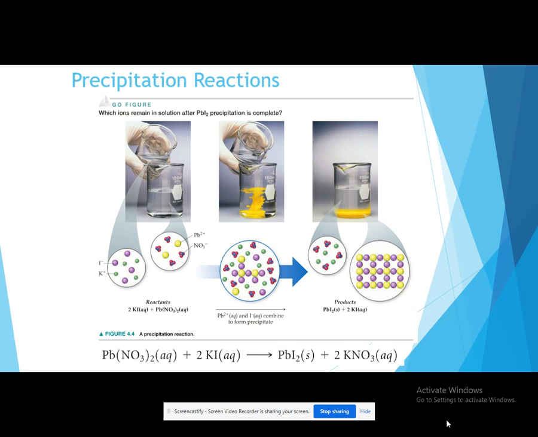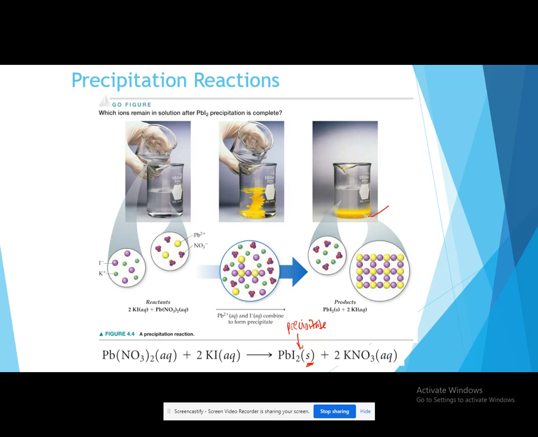Here's an example of a precipitation reaction that we have actually done in chemistry and that I've showed images of before. We have lead nitrate, or lead(II) nitrate, in its aqueous form, mixed together with potassium iodide in its aqueous form. When we mix those two together, they combine to make two different compounds. The first compound is lead(II) iodide. Notice here that it has an (s), which means it's a solid. The solid means that this is going to be your precipitate.